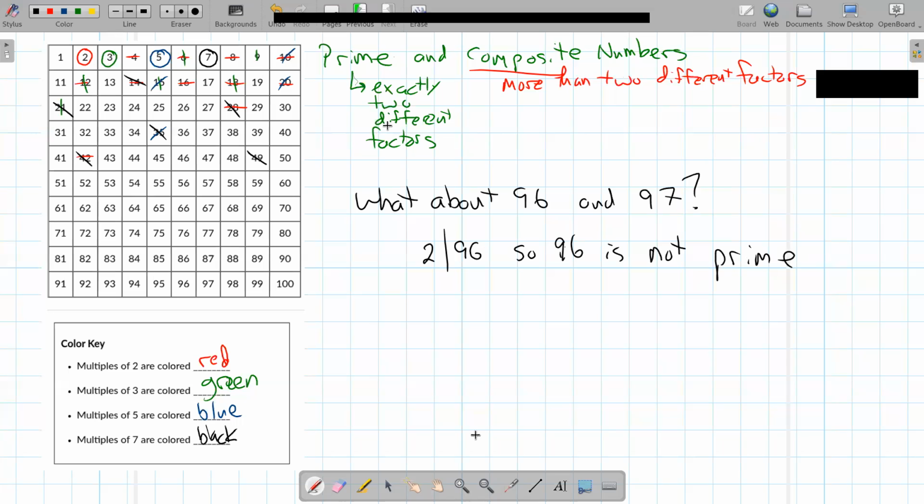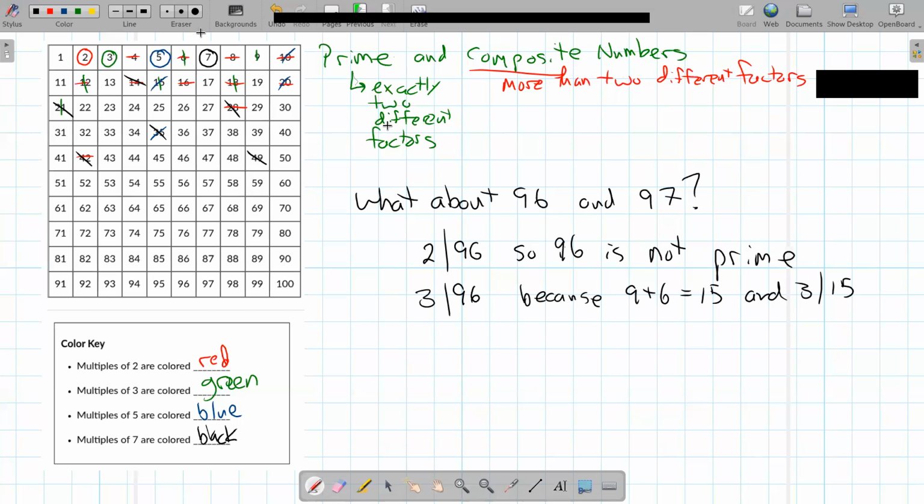What about 97? Well, we learned some tricks in section 1 to determine if a number is prime or composite. If the ending digit is a 0, 2, 4, 6, or 8, 2 goes into it. If you add the digits, like 9 plus 6 is 15, 3 goes into 15, so that means 3 must divide 96. Because 9 and 6 equals 15, and 3 divides 15. What about 97? Well, it's not even, so 2 doesn't go into 97.